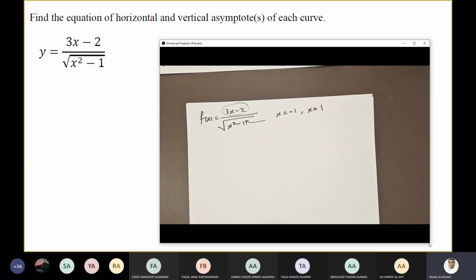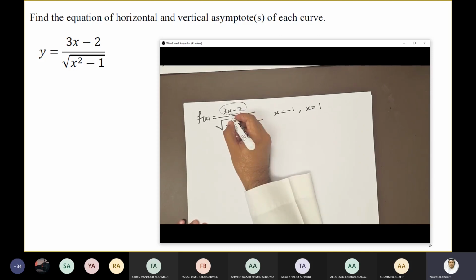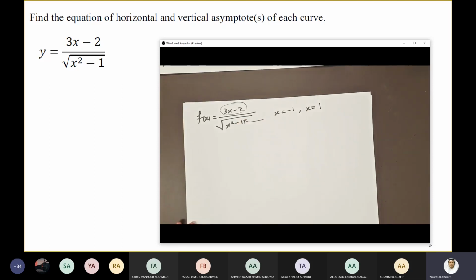So the zeros are negative 1 and 1, right? Negative 1 and 1. Keep in mind, when I put negative 1 here, it makes the denominator 0, but the numerator will not be 0. When I put x equal 1, the denominator will be 0, but the numerator is not 0.